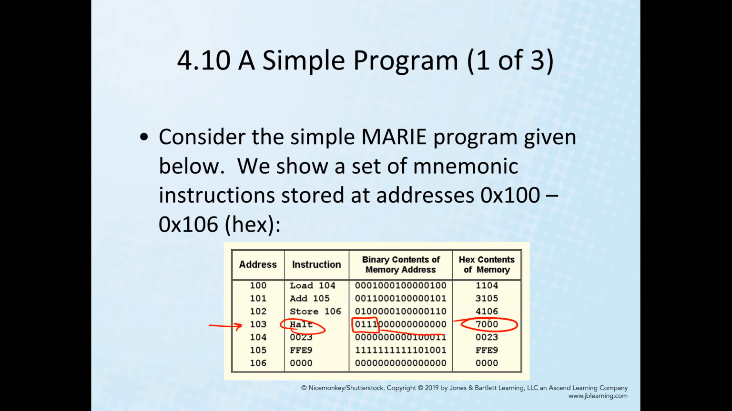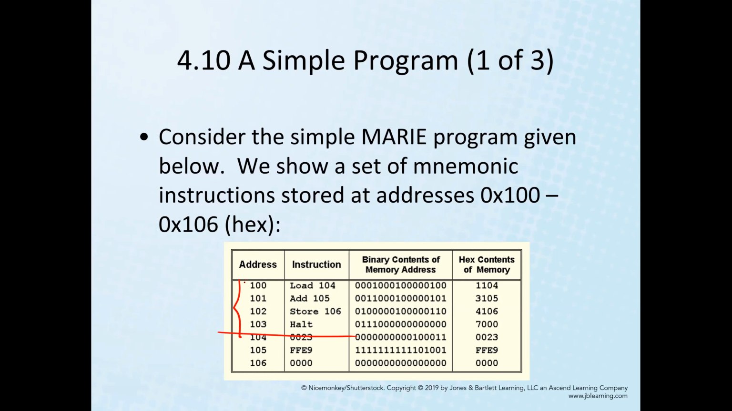Any questions so far? Okay, if there is no question, let's see what this program does, starting from address 100 up to address 103. Load 104 says that the processor gets the content of address 104 and puts it in the accumulator. Then we have add 105. It means get the content of address 105 and add it to the accumulator. The accumulator has the value of address 104.